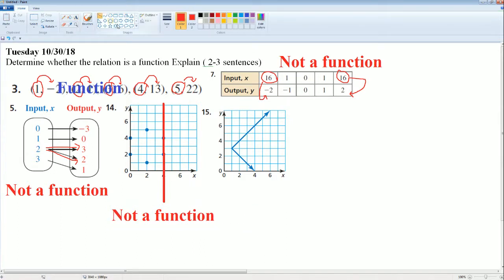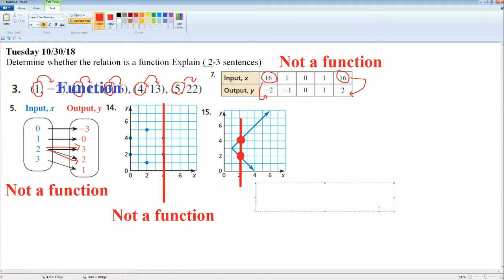What about here? If I draw a line straight down, how many points did I pass? I passed through this point and I passed through this point. What is that? That is not a function, because I have two separate outputs here.